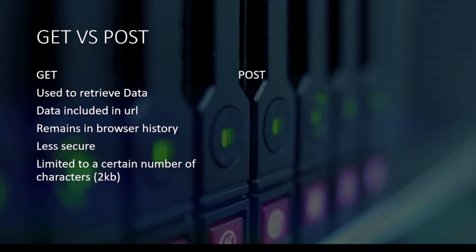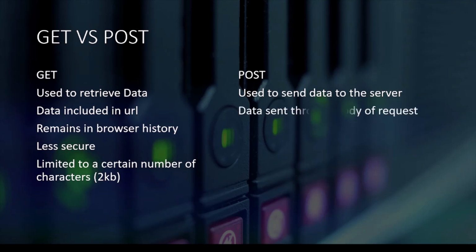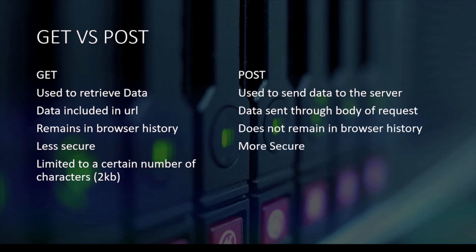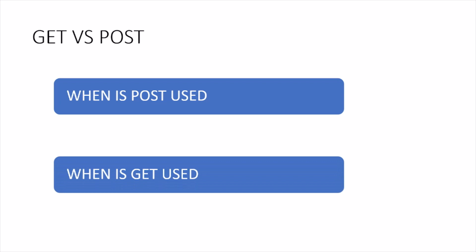Talking about the post method now, the post method is used to send data to the server. The data is not appended to the URL, but rather sent through the body of the post request. The post request does not remain in browser history, therefore it is more secure. It's also not limited to the size of the URL because it's not sent through the URL. It's rather dependent on the server used, and we can configure the size of the post request through the server settings. Now let's discuss when the post method will be used and when the get method will be used.